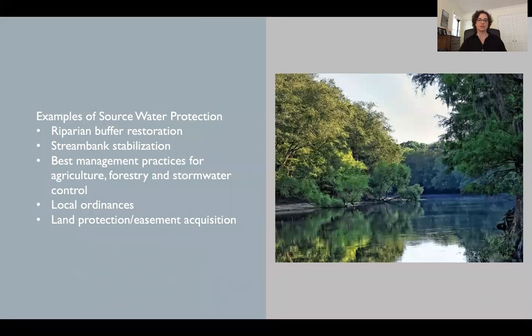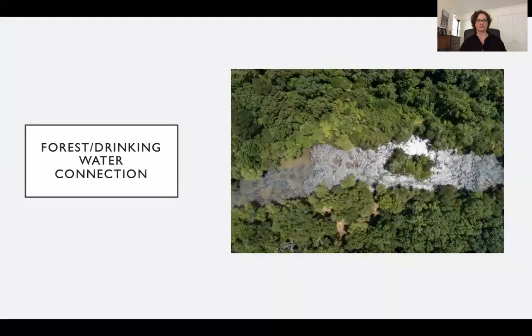Examples of source water protection include riparian buffer restoration, stream bank stabilization, best management practices for agriculture, forestry, and stormwater control, development of local ordinances, and land protection such as conservation easement acquisition.